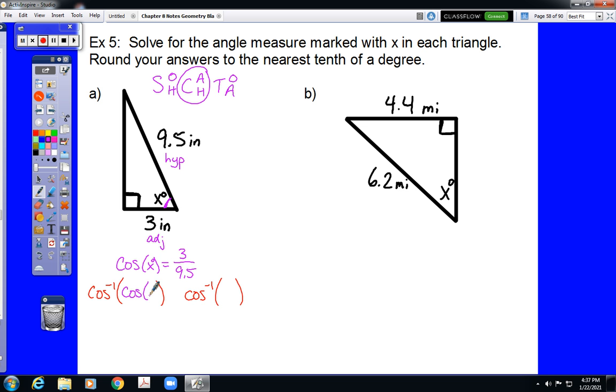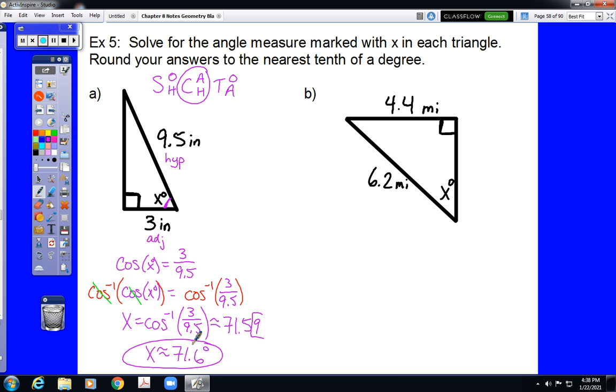So we have the inverse cosine of the cosine of x equals the inverse cosine of 3 over 9.5, or the arc cosine. Remember that the cosine and the arc cosine on the left will cancel each other out. X is the inverse cosine of 3 over 9.5. We're going to feed that to our calculator. Second cosine, 3 divided by 9.5, is 71.59. Remember that 9 tells us how to round. We're going to round that 5 up to 71.6 degrees.